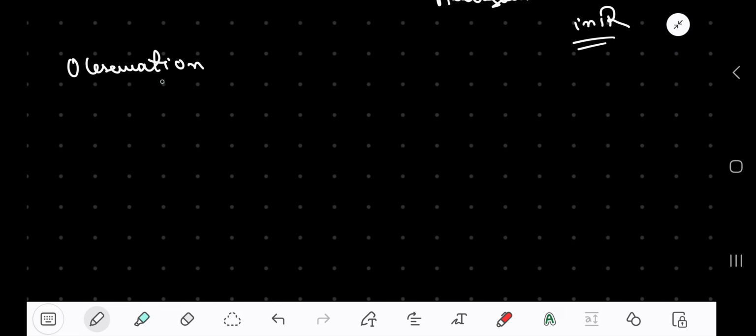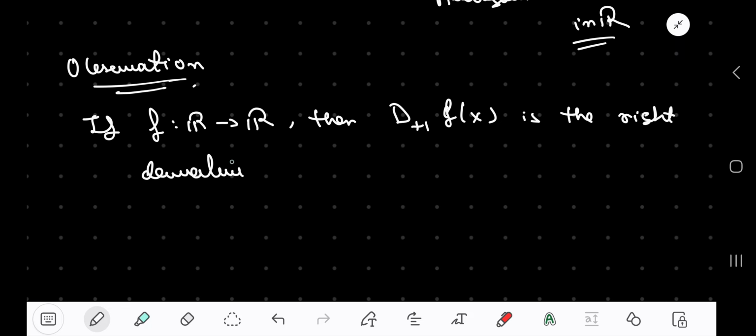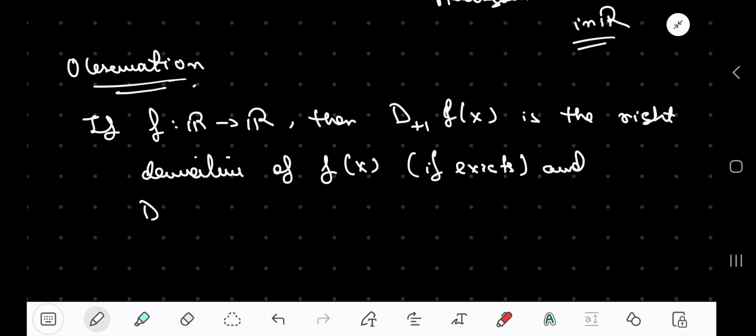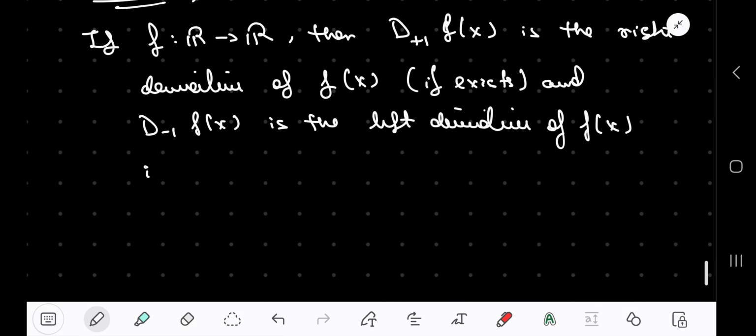is that if f is a real valued function, then d plus 1 f of x is the right derivative of f at x, if it exists, clearly, and similarly d minus 1 f of x is the left derivative of f at x, if it exists, clearly, okay, fine.